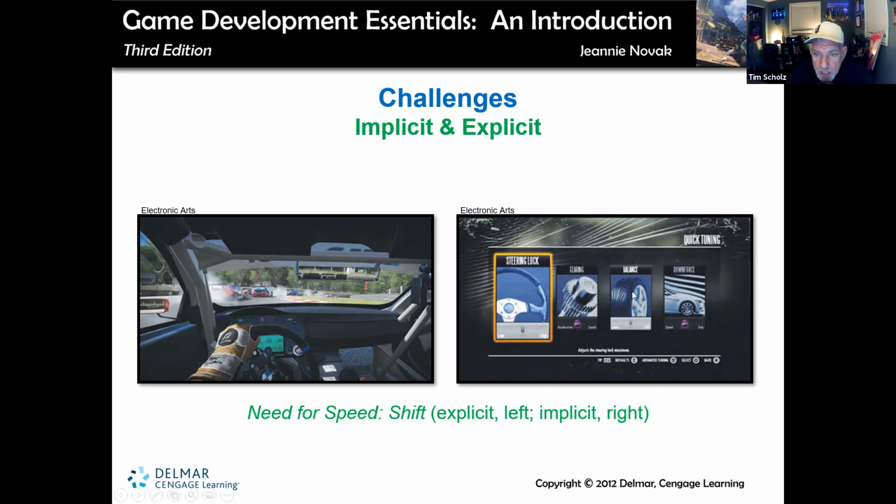The challenges associated with it, looking at the same game, Need for Speed, are these: you have your explicit challenges of driving, but your implicit challenges are the upgrades to the car you choose, what kind of resources you have and how you allocate them. The same thing applies if you're playing a strategy game like Risk: your implicit challenge is where you deploy your troops and all your units to accomplish your major goal.